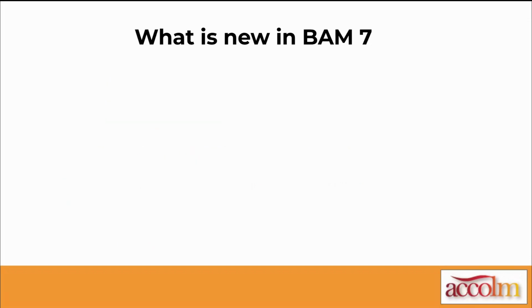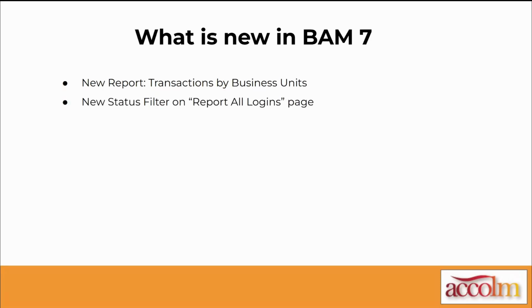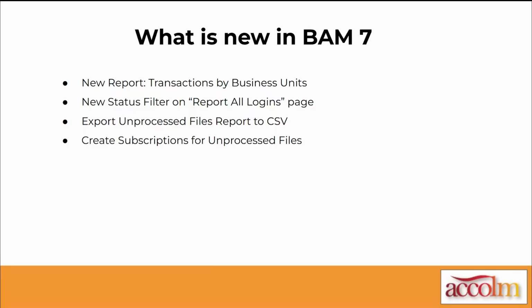On the last page, we've got a new report, transactions by business units, and a nifty quality of life improvement by adding a status filter on the report all logins page. You can now export your unprocessed files report to CSV and subscribe to different subfolders or all folders for your unprocessed files. We've added a pop-up notification for when an SLA warning is triggered.